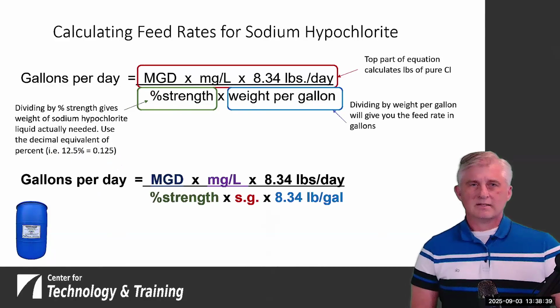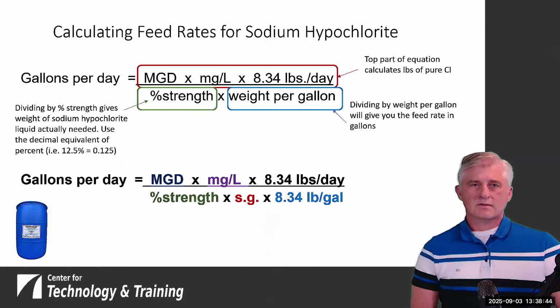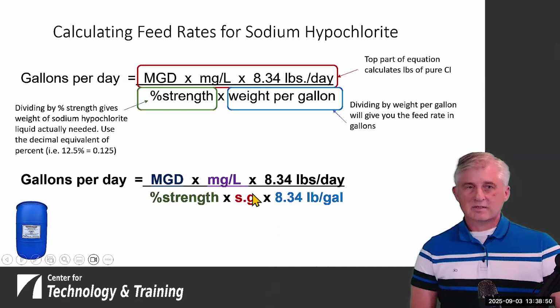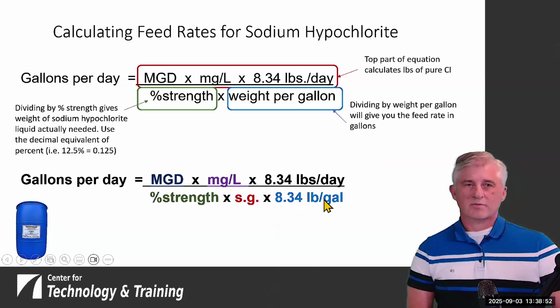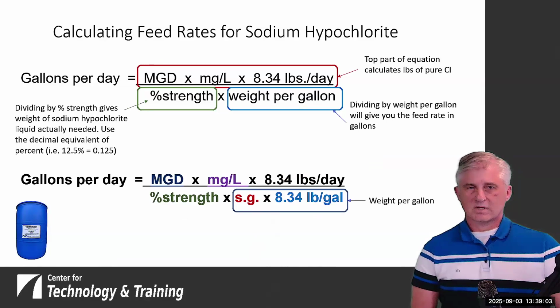In this case, our gallons per day becomes million gallons a day times the dose times the weight of water, divided by the percent strength times the specific gravity times the 8.34 pounds per gallon. The specific gravity, as we said before, times the weight of water gives you the weight per gallon of the liquid chlorine.